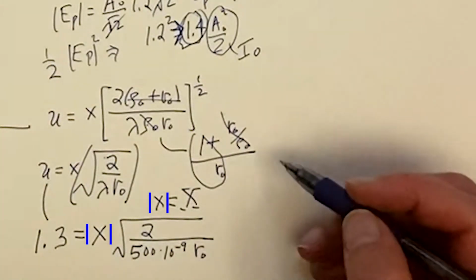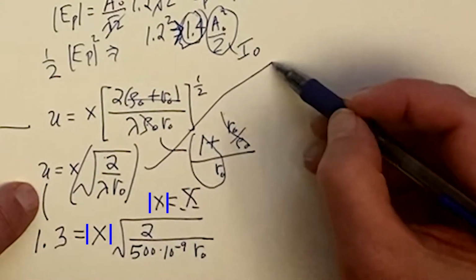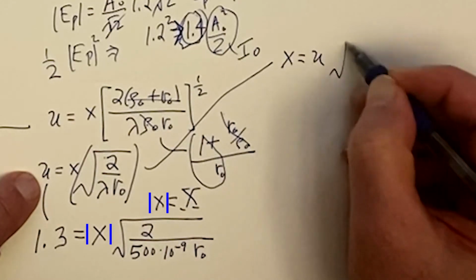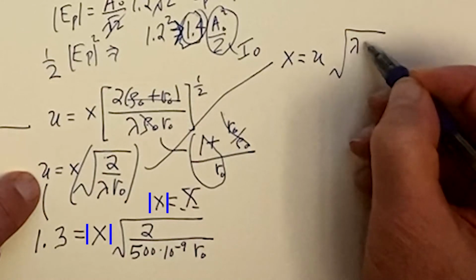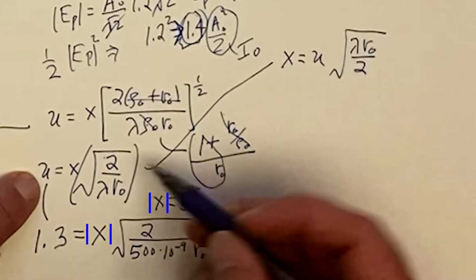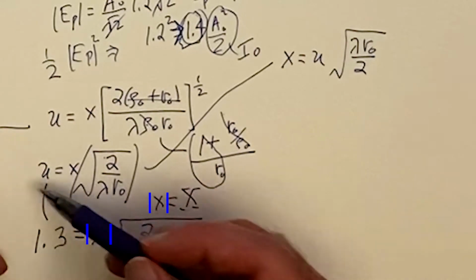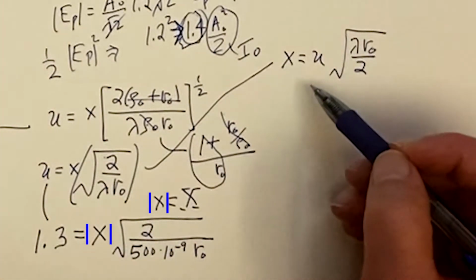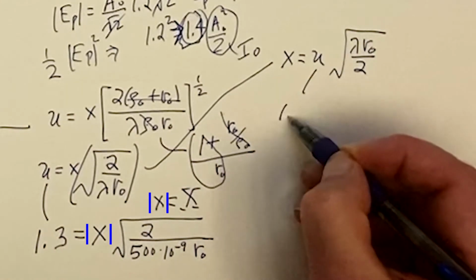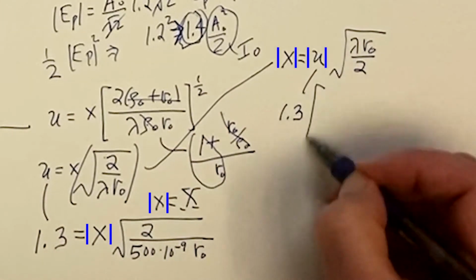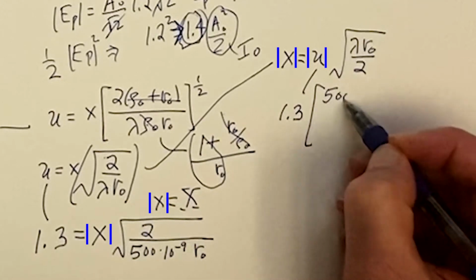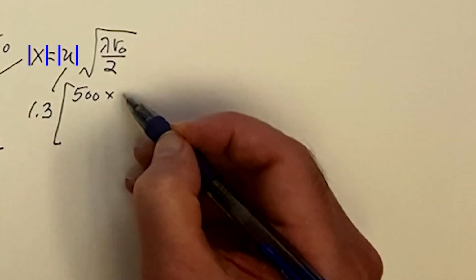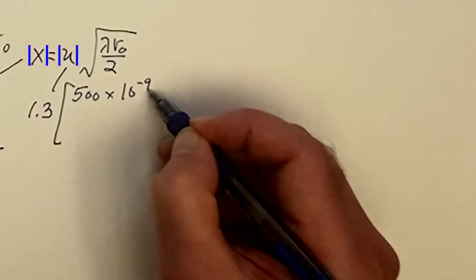So when we do that, I think I'd rather take this equation though and solve for x first. So x is u, then the lambda R naught pops upstairs and you get this. So you flip this and take it to the other side. I'd rather work with this because that's what I'm after. I'm after the x. So here, this is the 1.3. And then here, now I'm ready for the wavelength, 500 times 10 to the minus 9th meters.